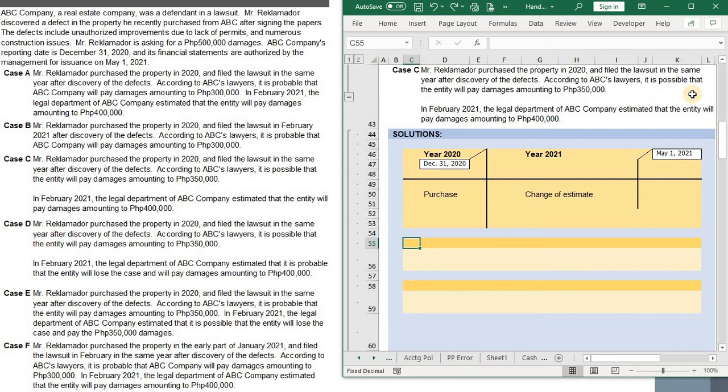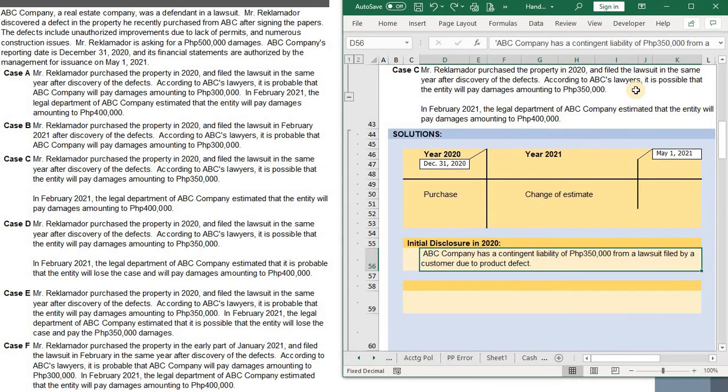So it means that for the 350,000 pesos, we will not prepare a journal entry, so it may not be presented in the face of the financial statements. Instead, we are only going to prepare a disclosure. So the initial disclosure made in 2020 will be for the 350,000 pesos contingent liability.